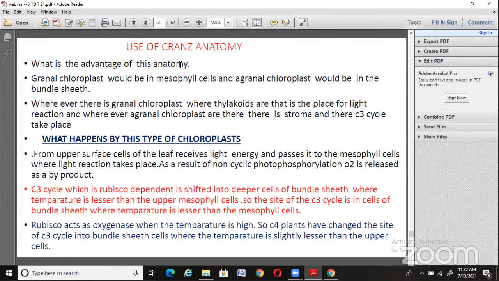So what does the anatomy mean? The dimorphic chloroplasts help in performing the light reaction and also the C3 cycle. The granal chloroplasts are helpful in performing the light reaction, and the agranal chloroplasts are in the bundle sheath and help in performing the C3 cycle.